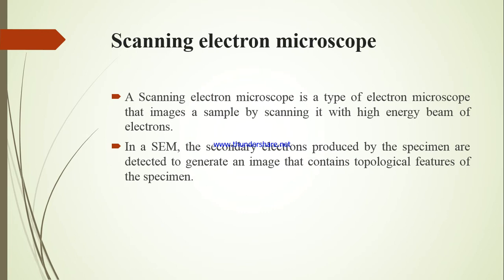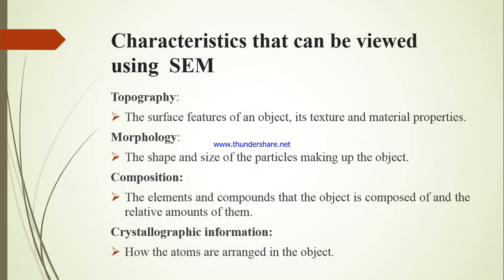The scanning electron microscope is a type of electron microscope that images a sample by scanning it with a high energy beam of electrons. In a scanning electron microscope, the secondary electrons produced by the specimen are detected to generate an image that contains topological features of the specimen. What characteristics can be viewed by using a scanning electron microscope? Mainly topography, morphology, composition, and crystallographic information.